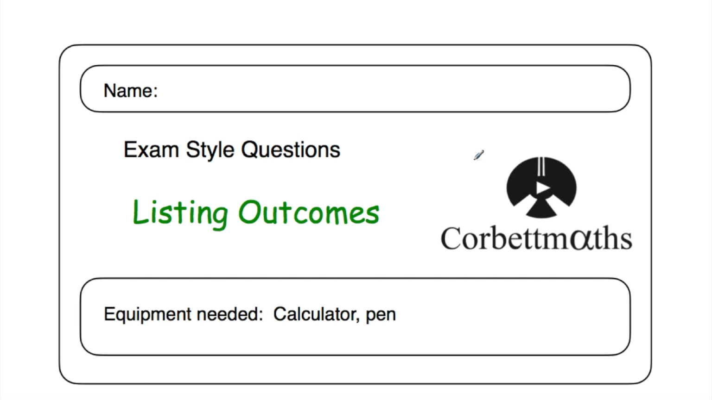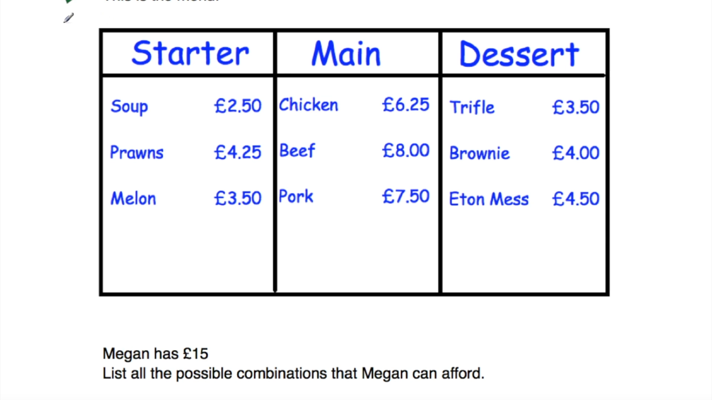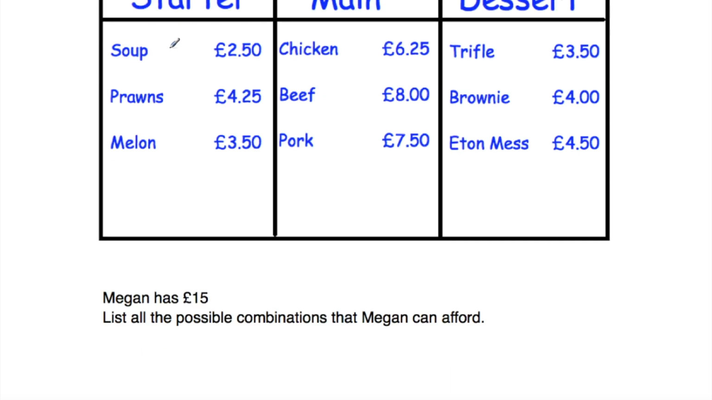Okay, so what we're going to do is figure out which ones she can afford. Now, it's a calculator question, so that's quite nice. So we can add them up on the calculator and see if they are £15 or less. So let's start off with soup and chicken. If Megan had soup and chicken, £2.50 plus £6.25 is equal to £8.75.